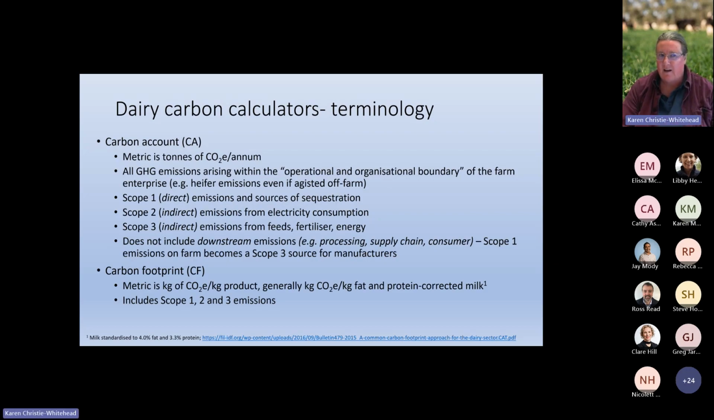In addition to a full carbon account, you also look at a carbon footprint, and usually we use a metric of kilograms of CO2 equivalent per kilo of product. For dairy, it's generally fat and protein corrected milk. It can also be kilograms of CO2 equivalent per kilogram of milk solids, for example. If it's other agricultural industries, it might be per kilogram of live weight or kilogram of clean fleece weight, for example. And this carbon footprint includes all those scope 1, 2 and 3 emissions.